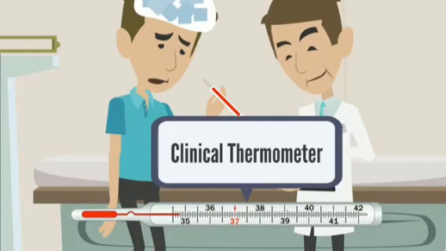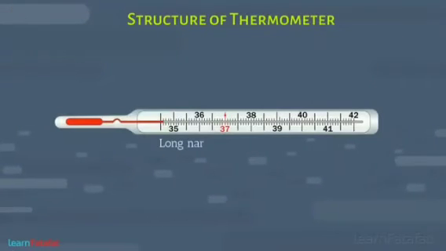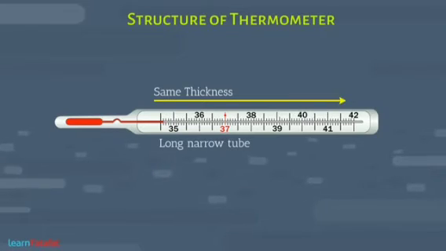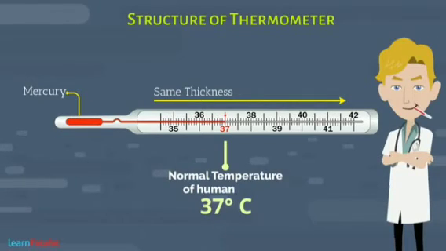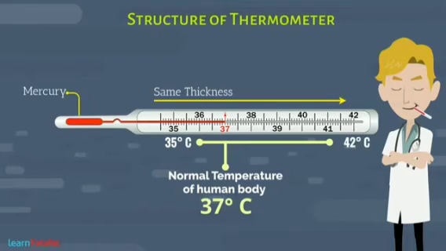Let's understand its structure. It is a long narrow tube with same thickness throughout the length. On one side of this tube, there is a bulb which contains mercury. For reading the temperature, there is a scale printed on the thermometer. The normal temperature of the human body is 37 degrees Celsius. However, it can vary between 35 degrees Celsius to 42 degrees Celsius. Therefore, the clinical thermometer has readings from 35 degrees Celsius to 42 degrees Celsius.